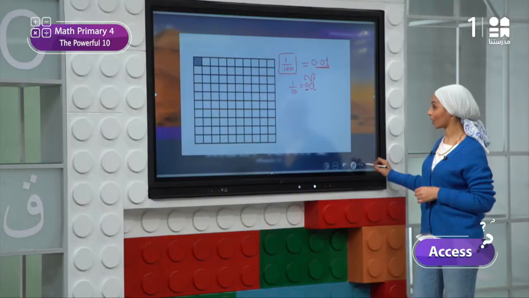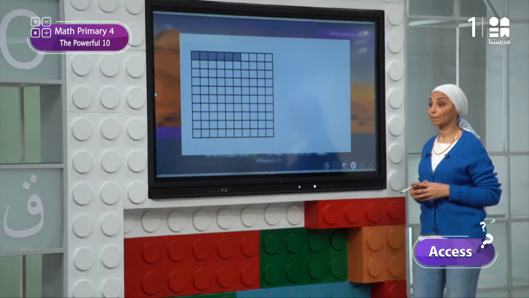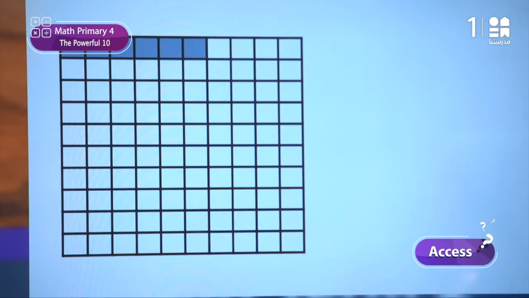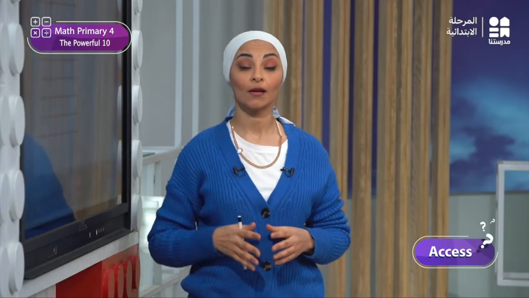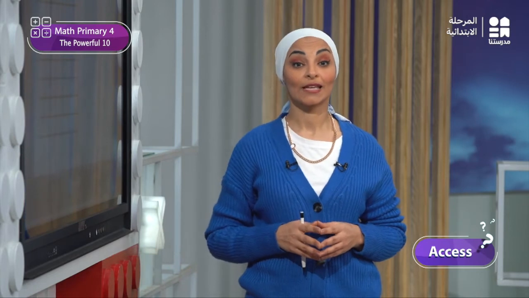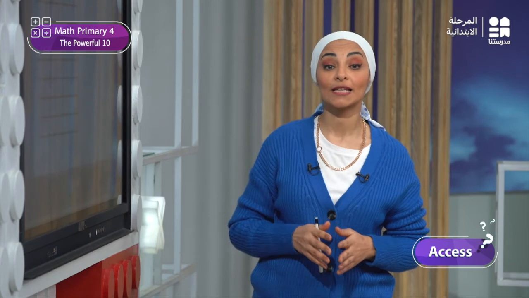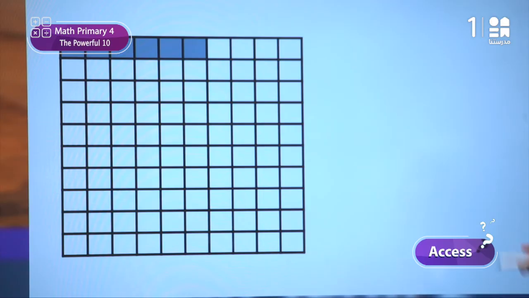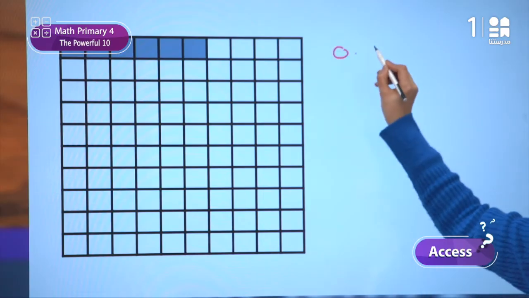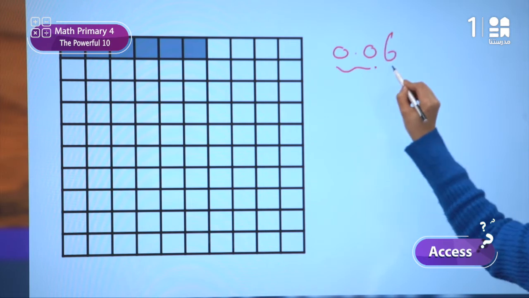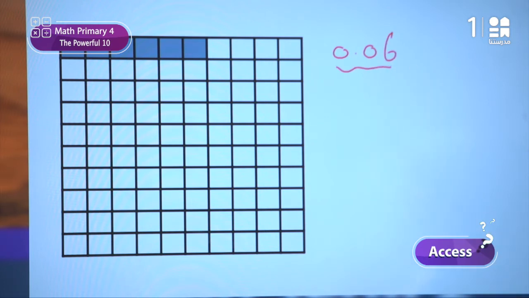Okay. Now in the same way, if I shade 6 squares of the grid model like you see here, what will be the decimal fraction representing these squares? How will I write these squares as a decimal? Yes, I have 6 squares out of 100, so I can write it as 6 hundredths. How will I write it as a decimal? 0.06. And this is what I say, 6 hundredths.